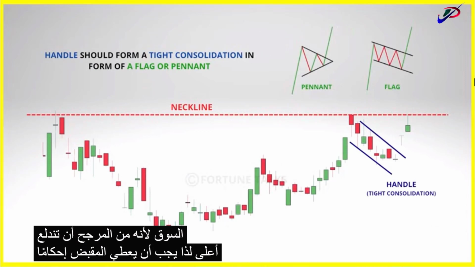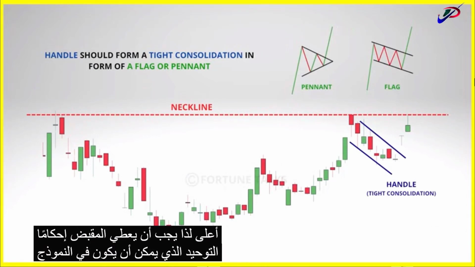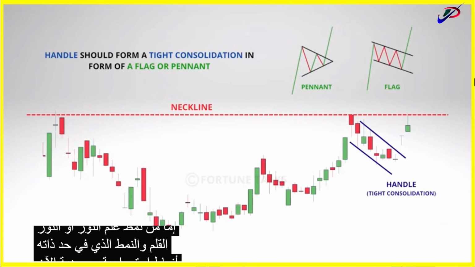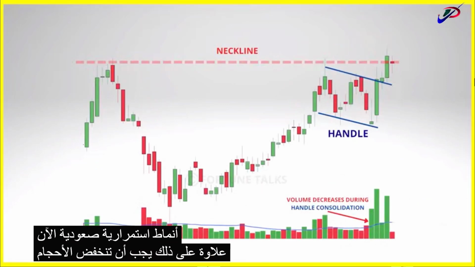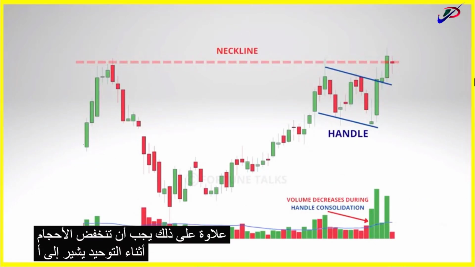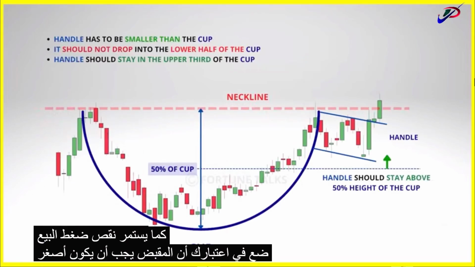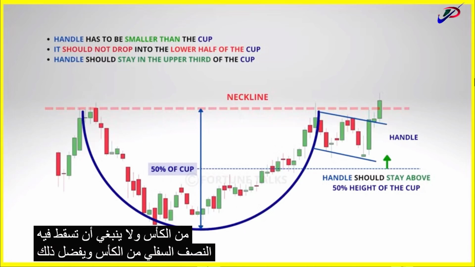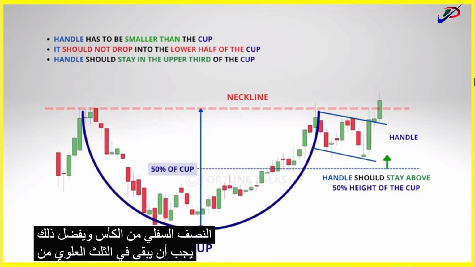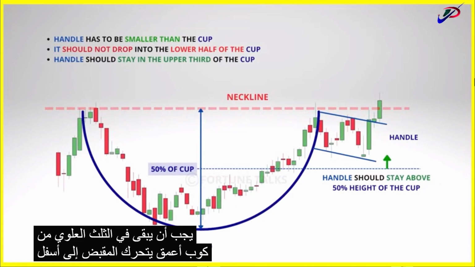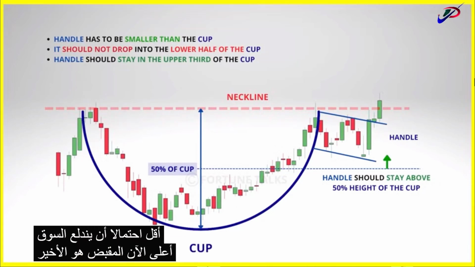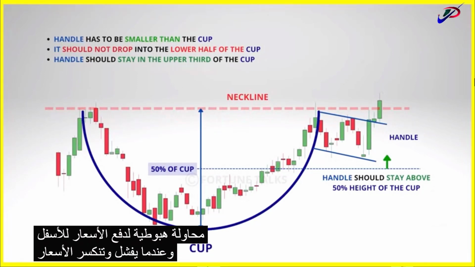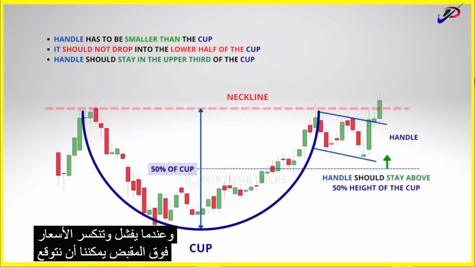So the handle has to give a tight consolidation, which can be in the form of either a bull flag pattern or a bull pennant pattern, which by themselves are bullish continuation patterns. Now moreover, the volumes should decline during the consolidation, indicating a lack of selling pressure. Also keep in mind that the handle has to be smaller than the cup, and it should not drop into the lower half of the cup, and ideally it should stay in the upper third of the cup. The deeper the handle moves down, the less likely the market will break out higher. Now the handle is the last bearish attempt to push the prices lower, and when it fails and the price breaks above the handle, we can expect the market to rise.